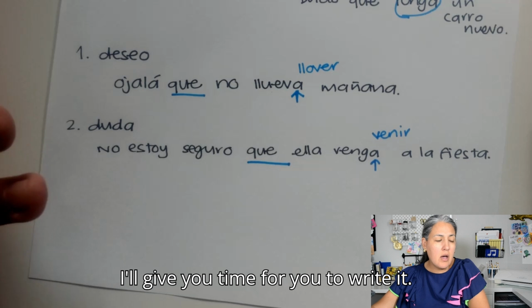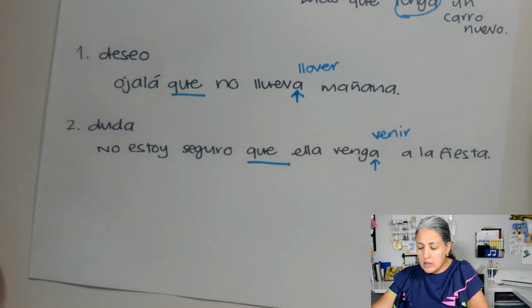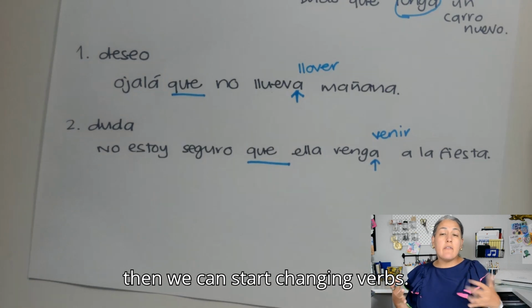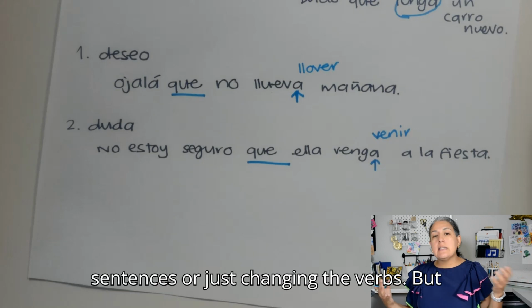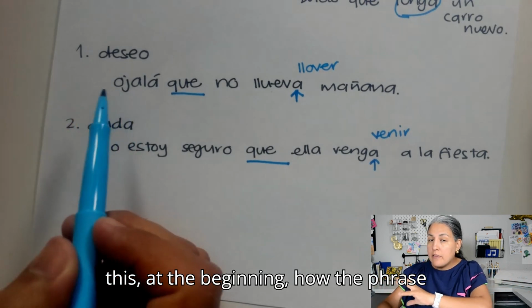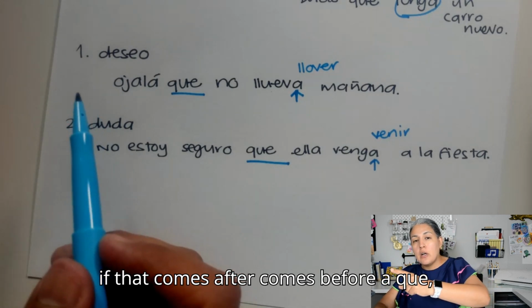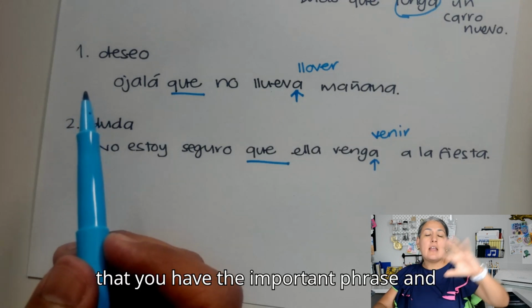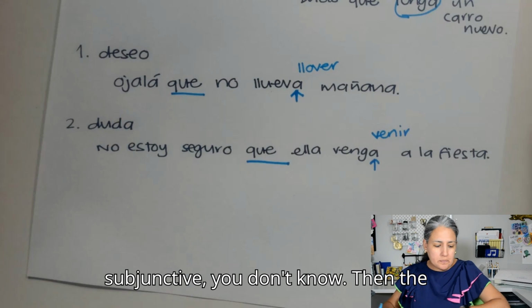So I'll give you time for you to write it. Put pause if you need. And then we can start changing verbs. You can make new sentences or just change the verbs. But at the beginning, how the phrase starts is the most important thing. If that comes before a que, that you have the important phrase, and then que, you know it's going to be a subjunctive. You don't know.